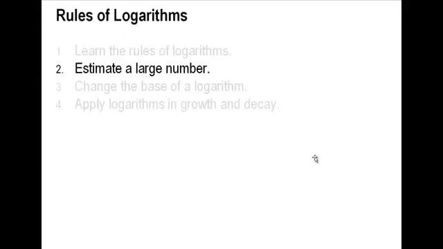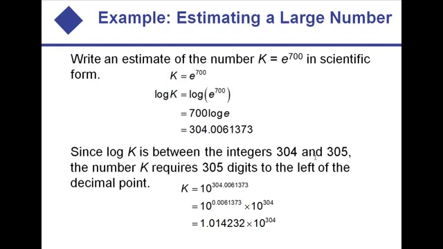All right, how about estimating a large number? We can estimate super large numbers with this idea of the digits. We know that e to the 700 is a super huge number. We know it's k. We can take the log of both sides and get log of k equals log of e to the 700, which is 700 times log e. Log e is just a number. You write it times 700, and you get 304 point blah blah. Right? You get a number. So now we know that log of k equals 304.